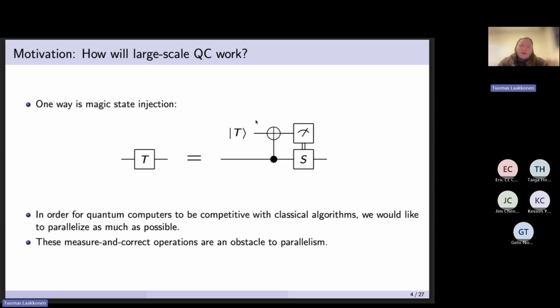But these measure and correct operations that you need to do in order to implement magic state injection are an obstacle to doing this parallelization.